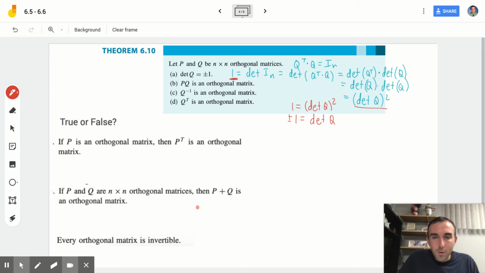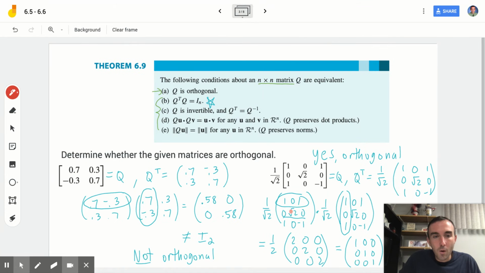And hopefully you've thought about it for a couple seconds. This indeed is a true statement. If you have a matrix that's orthogonal off the bat, then its transpose will also be an orthogonal matrix for reasons we discussed here on this slide and also over here in this example.